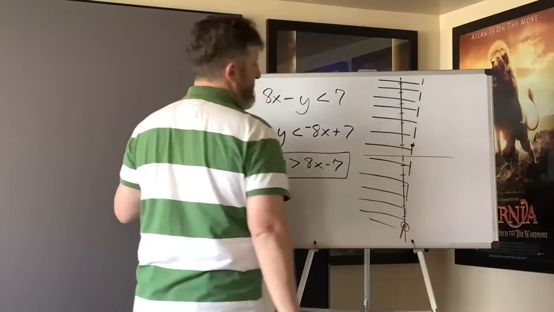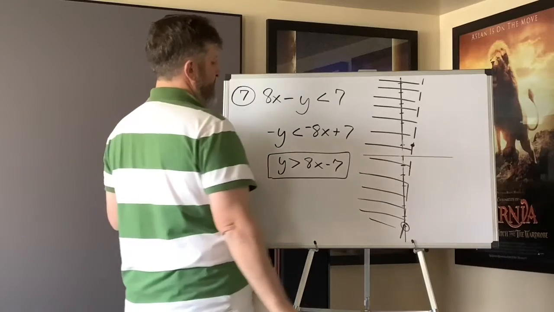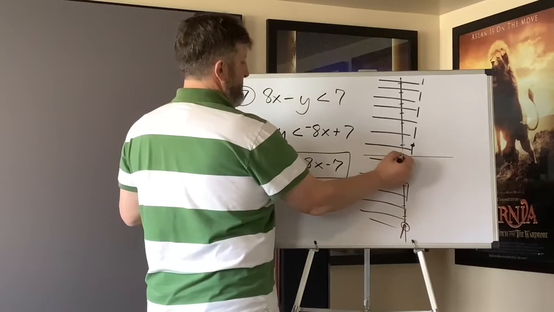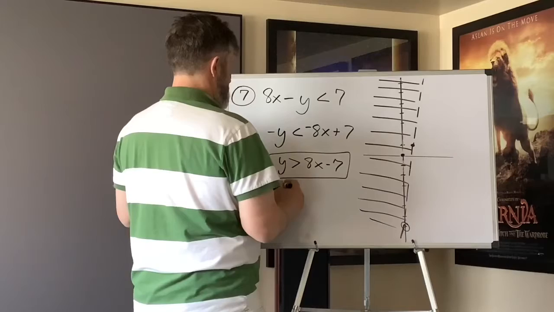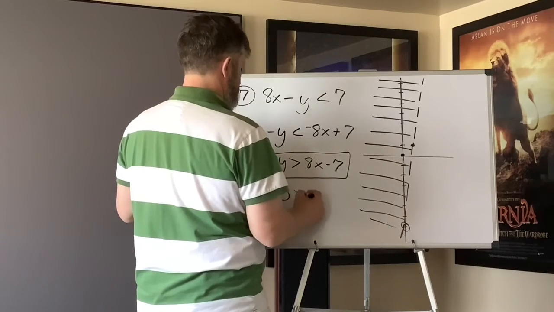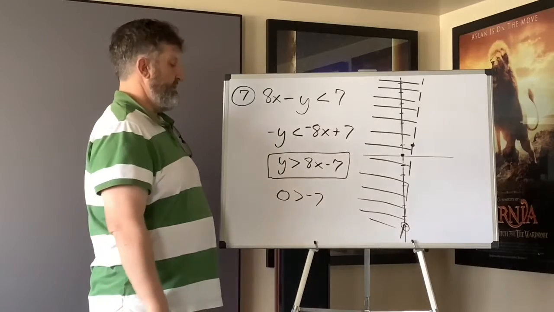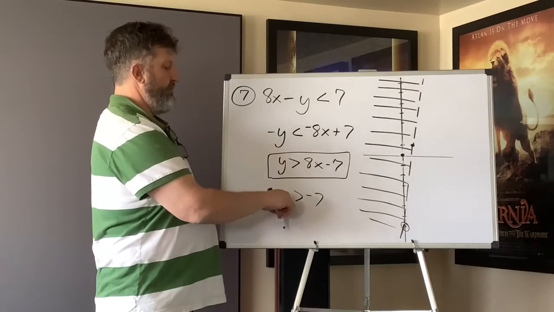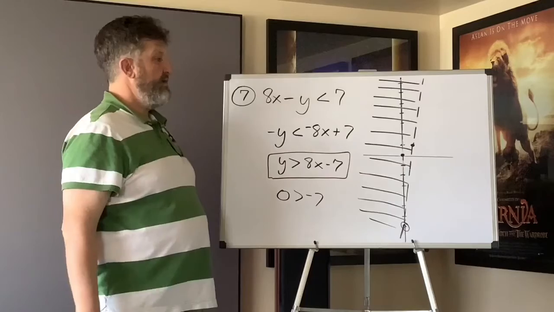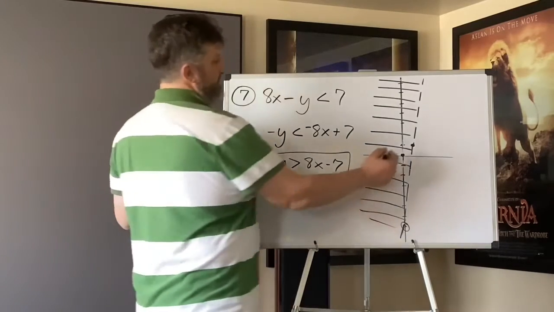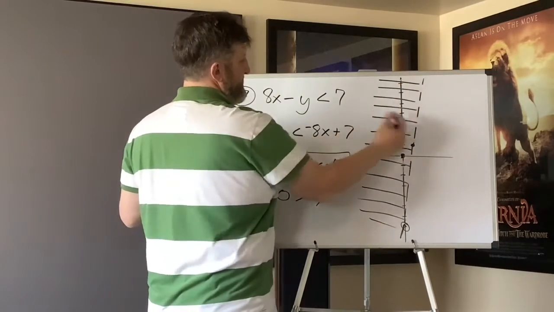Now, let's say that you weren't really quite sure. We're going to plug a 0 in right here. Okay, we'll plug 0, 0 in and see what happens. So I'd say 0 is greater than negative 7. Is that true? Yeah, 0 is greater than negative 7. You'd rather owe me no money than owe me $7, right? So that's true. So then the side where the 0, 0 is, that's the side that should be shaded.